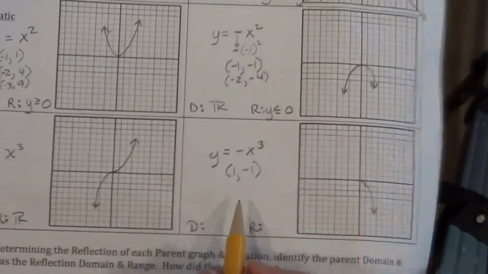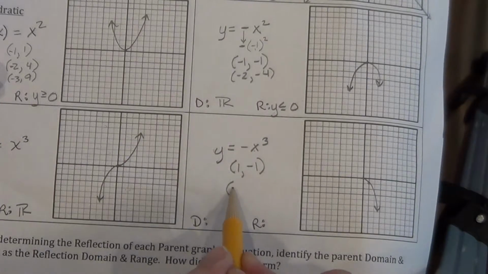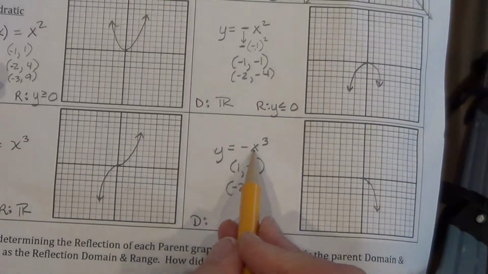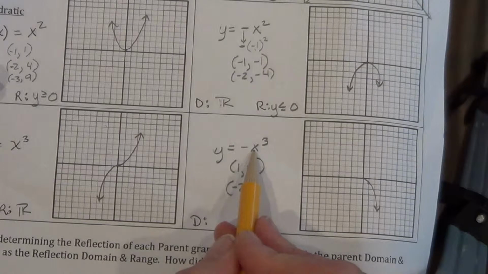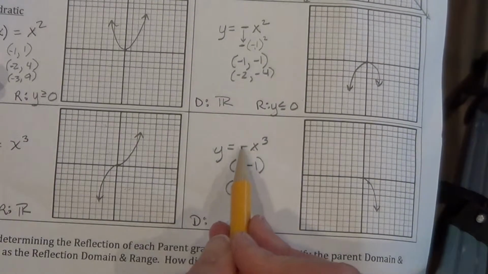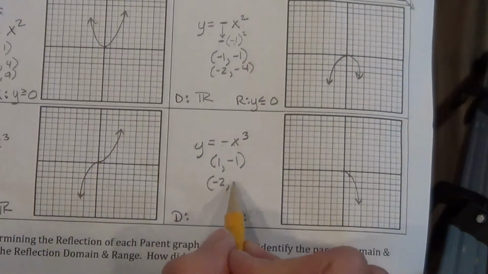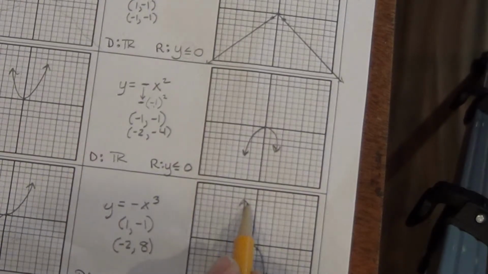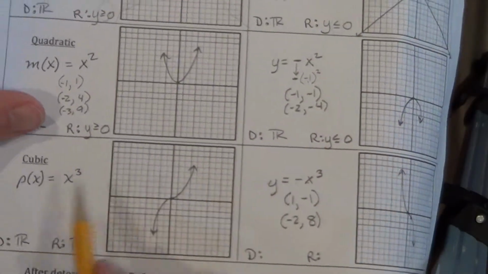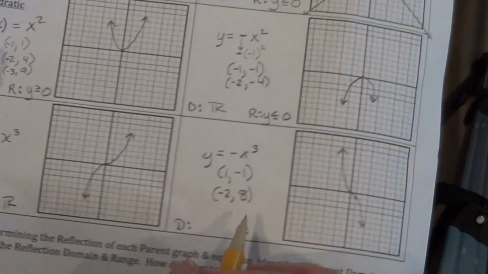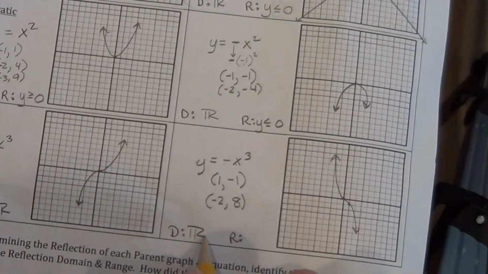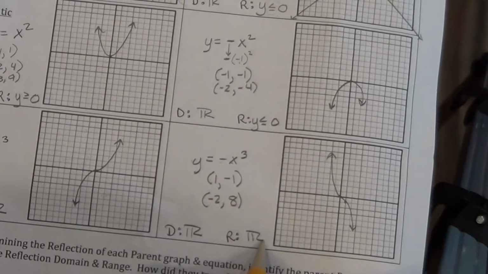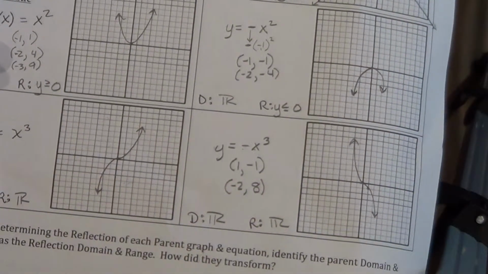Let's check one of our negative numbers out. Let's go with negative 2. Negative 2 times negative 2 would be positive 4, times negative 2 is negative 8, times a negative would be positive 8. So it worked again. When we want a reflection, we simply put a negative in front of our parent function. Okay? Domain is unlimited, range is unlimited.